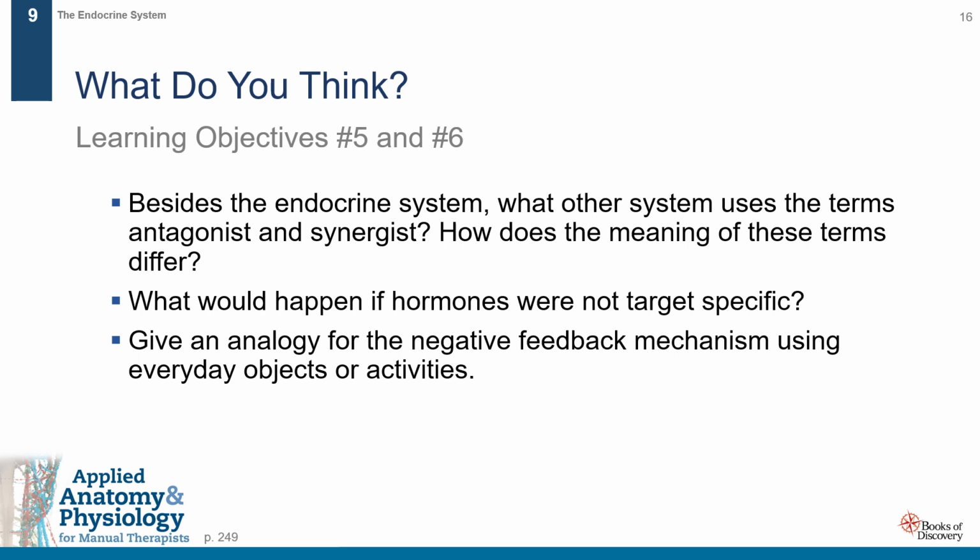And here is our What Do You Think segment. Besides the endocrine system, what other system uses the terms antagonist and synergist? How does the meaning of these terms differ? What would happen if hormones were not target specific? Give an analogy for the negative feedback mechanism using everyday objects or activities.